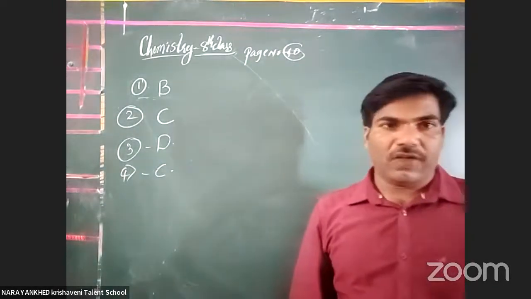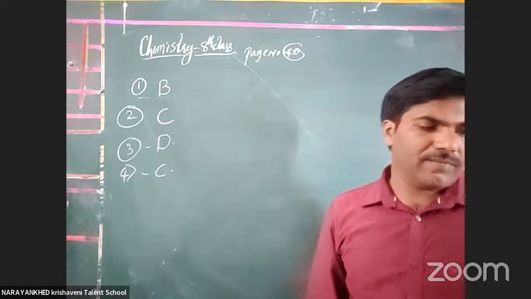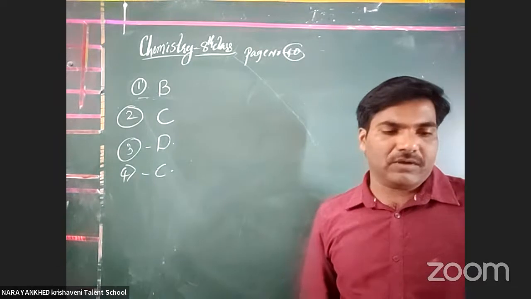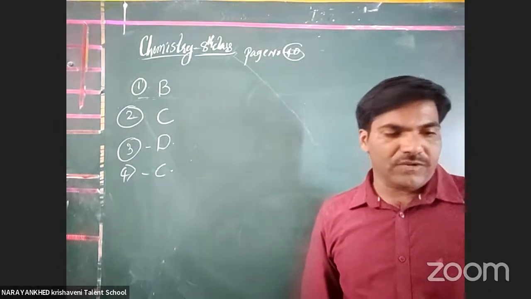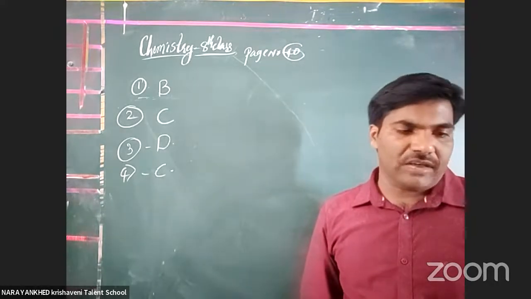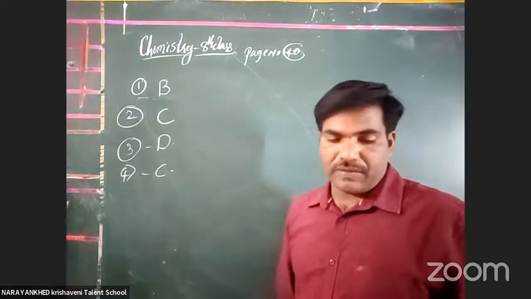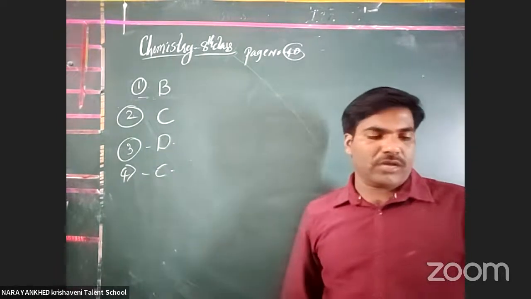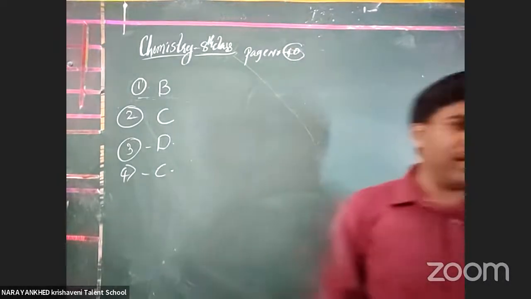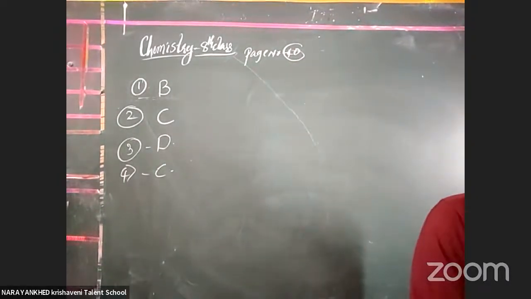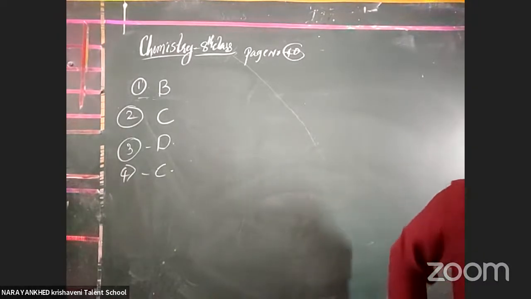Next, chemical properties depend on what? According to the modern periodic table, the chemical properties depend on which thing? Electron configuration, valence shell electronic configuration, atomic mass, or none of the above. The chemical properties depend totally on the electronic configuration. Clear or not, all the students? According to the modern periodic table, electronic configuration is the main point.